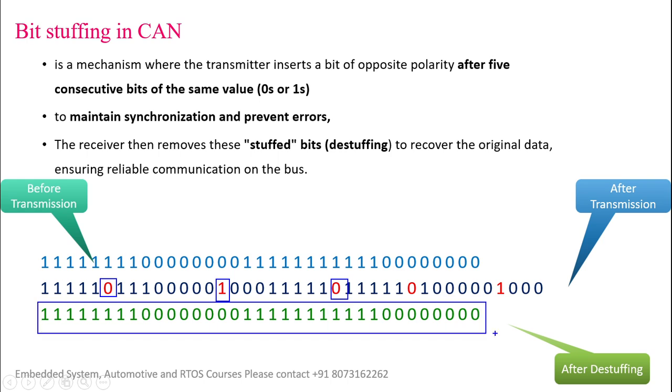This process is called stuffing and destuffing, and with the help of bit stuffing, we keep the network properly synchronized, and we can ensure that communication happens without error, with the receiver and transmitter both in sync. I hope you are clear with the two topics: one is bit stuffing and the other is NRZ coding.